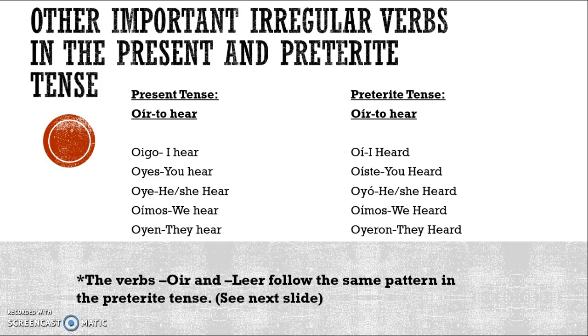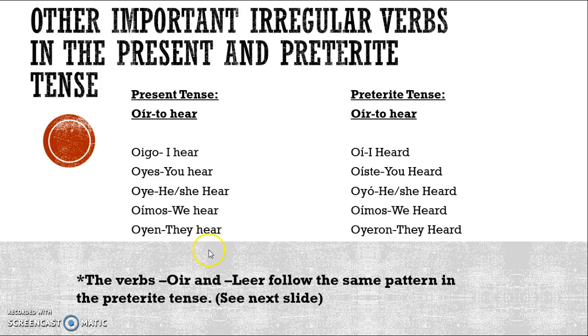Here's some other important irregular verbs in the present and preterite that I want you to learn how to conjugate. This is a new verb to you guys. Oír. Oír means to hear. Different than escuchar, which means to listen, okay? Here's how you conjugate it in the present tense. And here's how you pronounce them. Practice them with me. Oigo. Oyes. Oye. Oímos. Oyen. In the past tense, oí. Oíste. Oyó. Oímos. Oyeron. Okay?